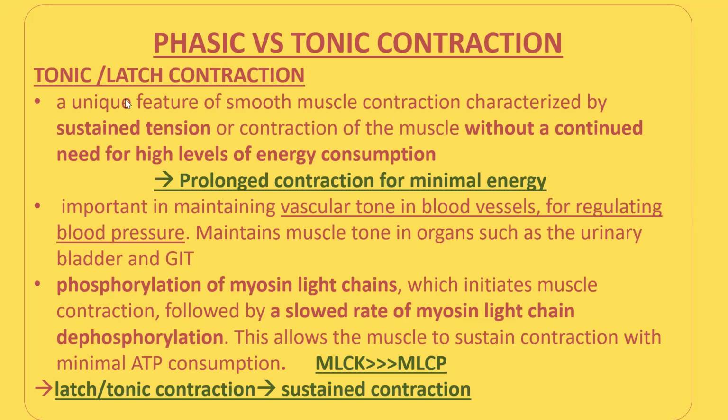Okay, so the physiology behind it is because you have a lot of contraction. Contraction depends on the MLCK, followed by a slower rate of myosin dephosphorylation, so less activity of MLCP. So the activity of MLCK is higher than MLCP, which means that the smooth muscle is undergoing tonic contractions. Another name for tonic contraction is latch. So if you find in questions latch contractions or tonic contractions, these are basically the same thing.